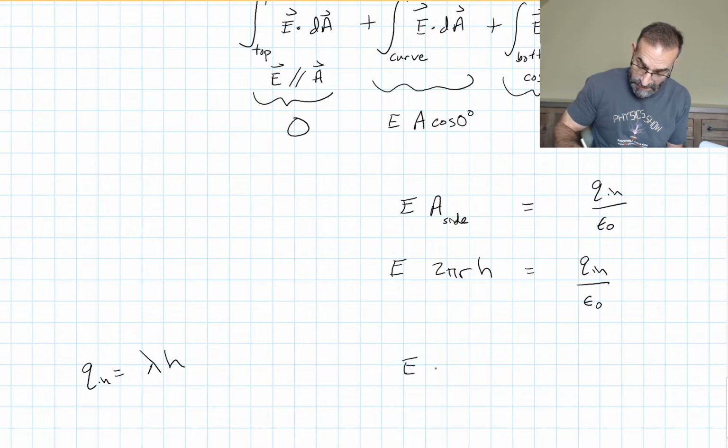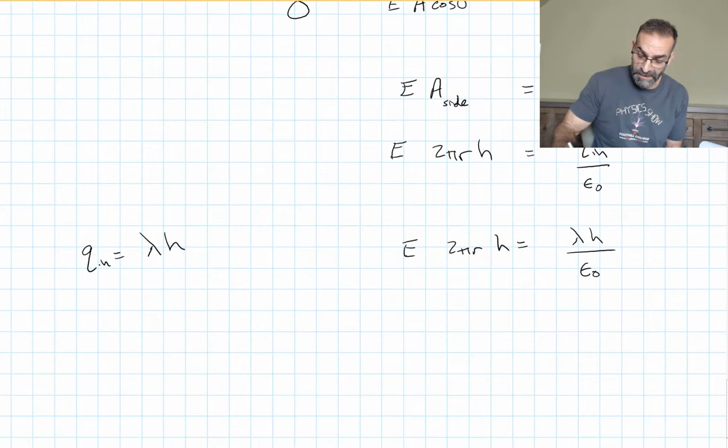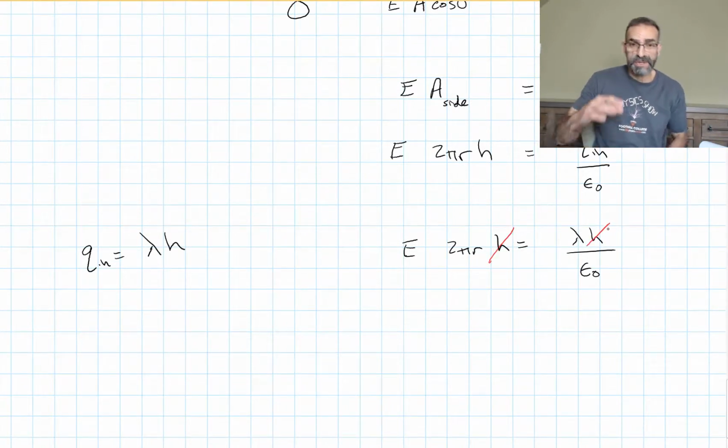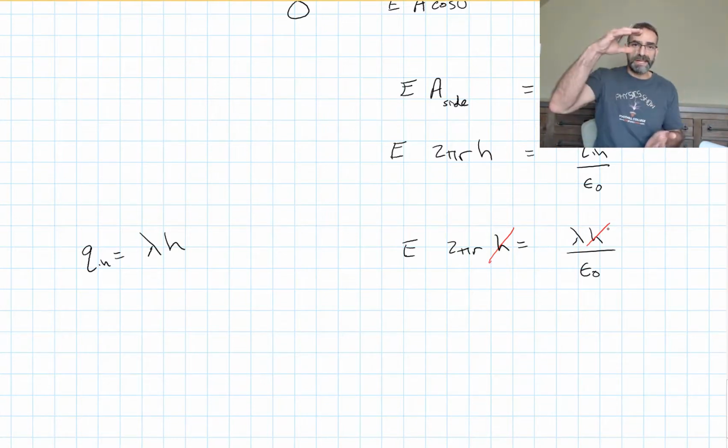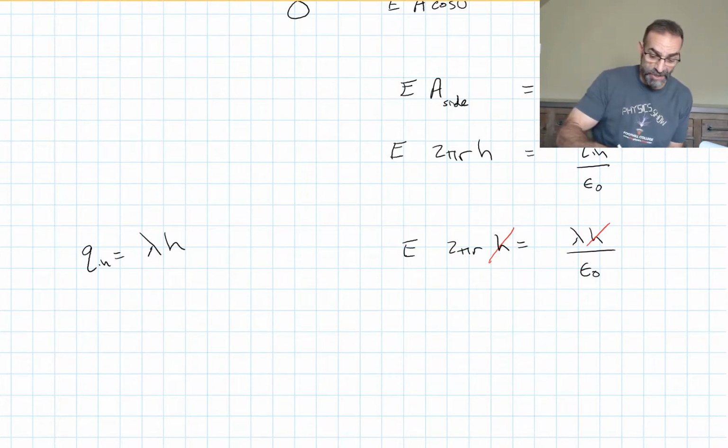So I have E times 2 pi r h is lambda times h over epsilon naught. Now you can see that the h cancels out. So if you picked a short Gaussian cylinder and I picked a tall Gaussian cylinder, it doesn't matter. It's independent of our Gaussian cylinder. What it does depend on is r, which we want. We want that dependence to be in there. We want to find the electric field at a distance r away from our line charge.